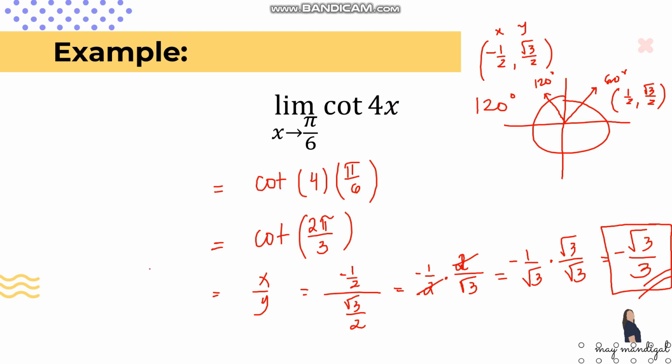Actually, you can also use your calculator if you want. Since in our calculator, we don't have the cotangent, what we have is just the sine, cosine, and tangent. So we can use the tangent. And we know that tangent and cotangent are inverses of one another. So you can just input there 1 over the tangent of 2 pi over 3. And you should also get negative square root of 3 over 3. Okay? Just make sure that the settings in your calculator is correct. So make sure it is in radian.